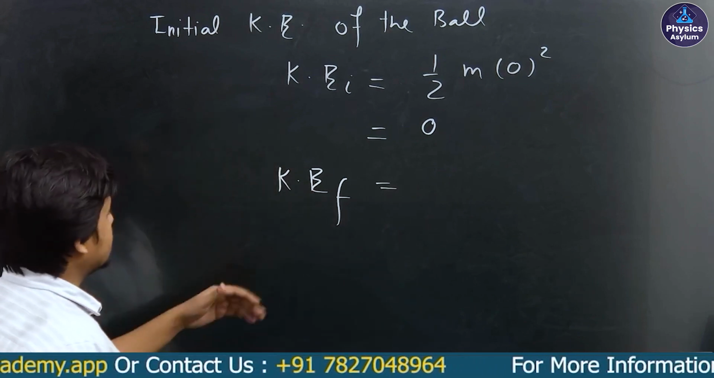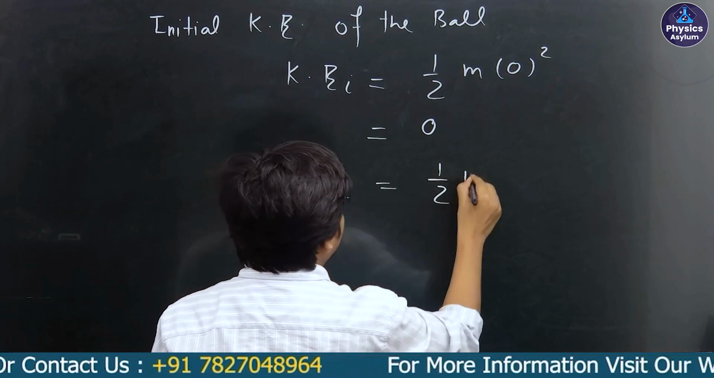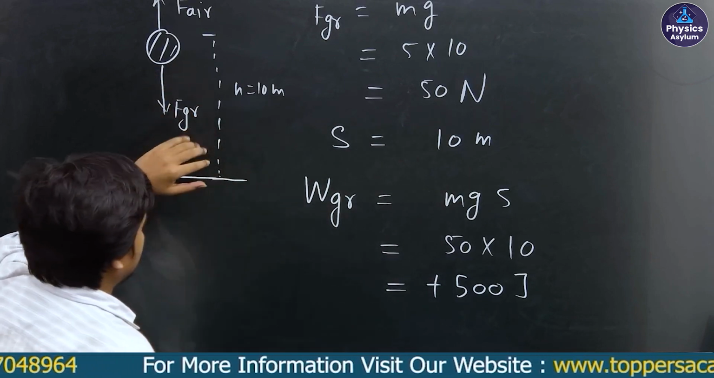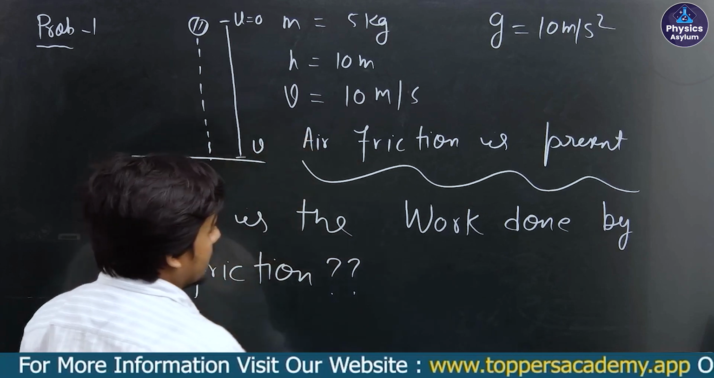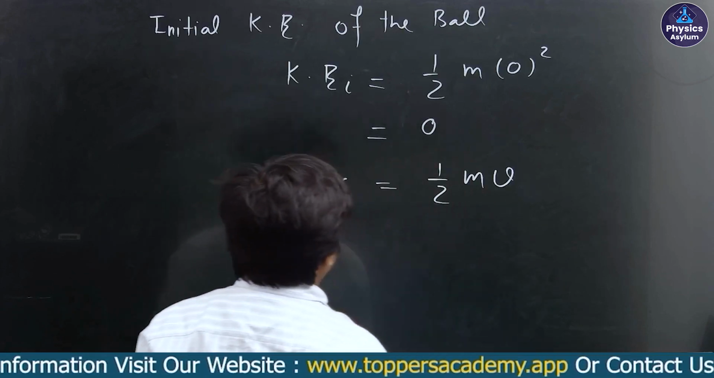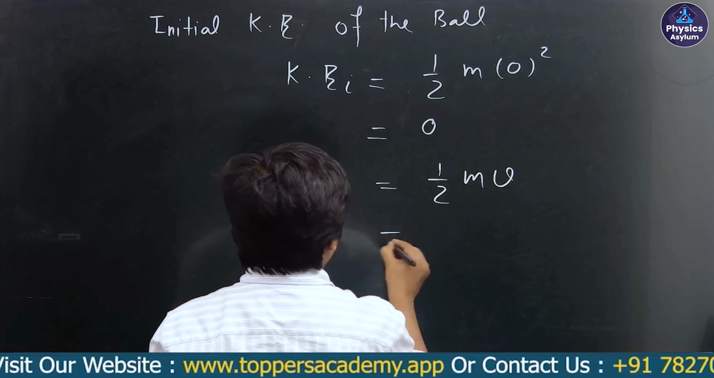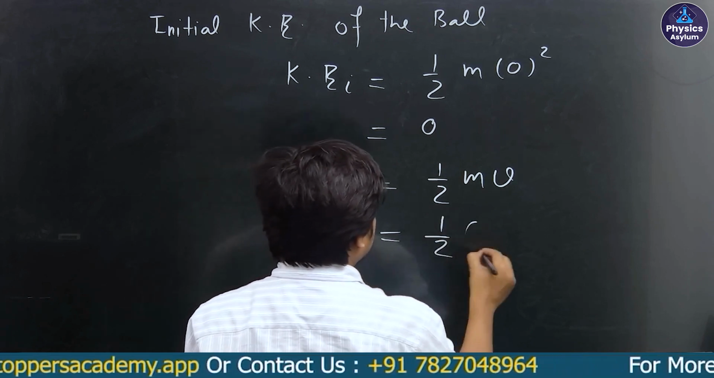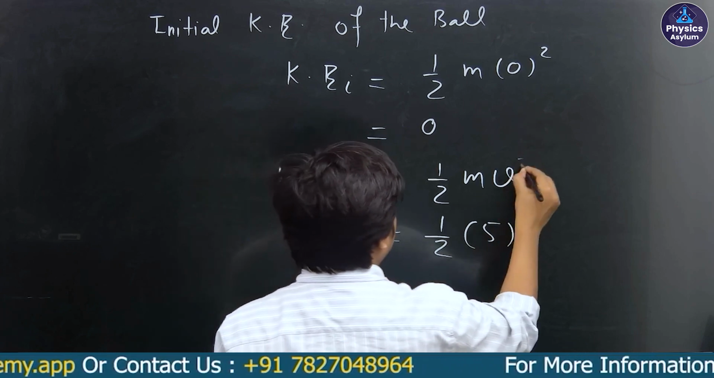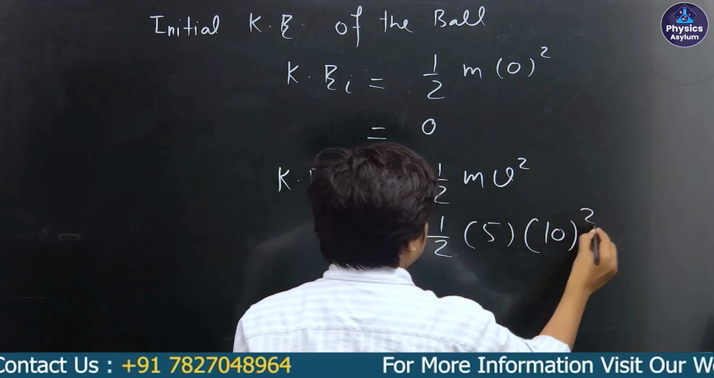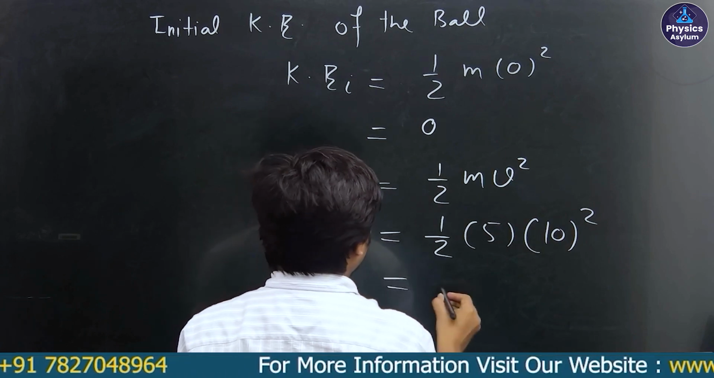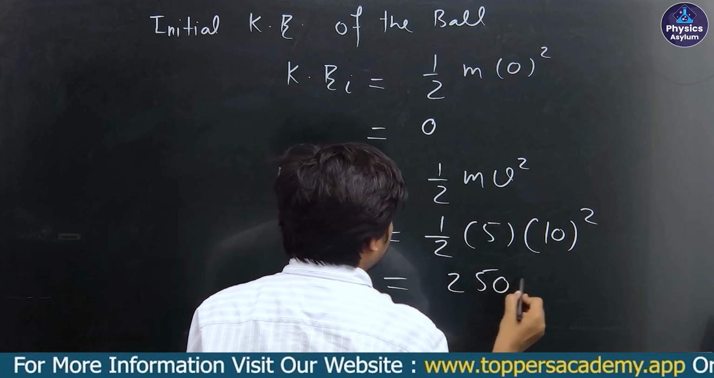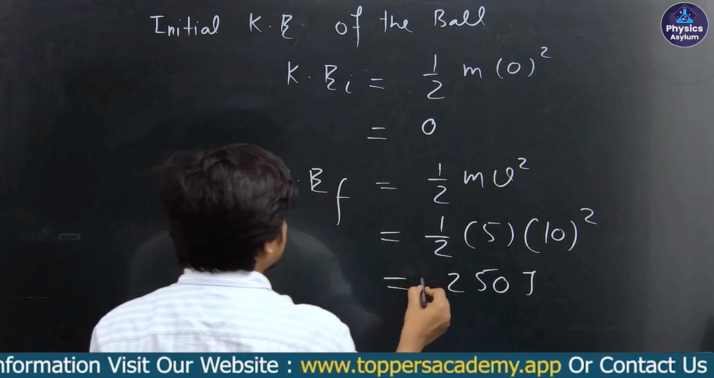What is the final kinetic energy? That is 1 by 2 mv square. And as it touches the ground with 10 meter per second, the kinetic energy after reaching the ground, that is kinetic energy final, will be 1 by 2 into m into 10 square. So that will be equal to 250 joule. This calculation will give me 250 joule. And kinetic energy is always positive.